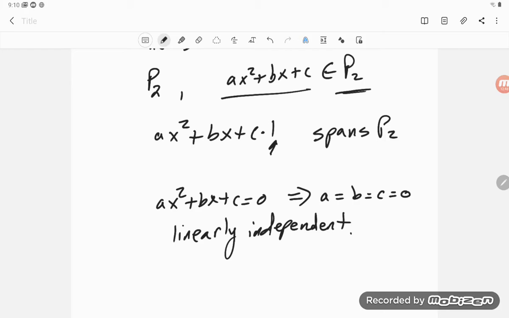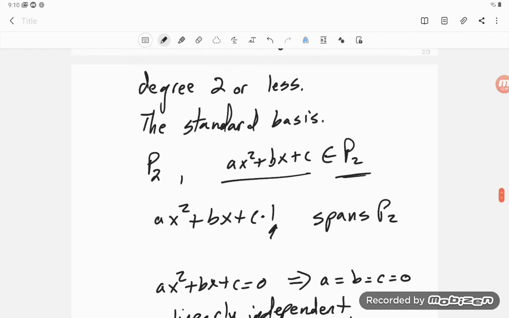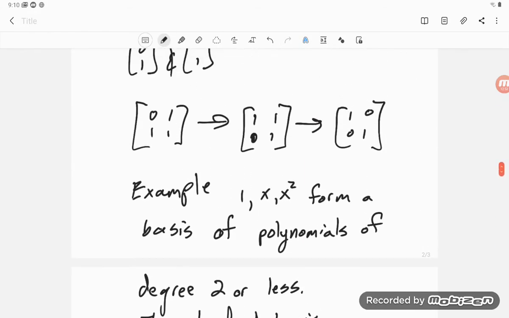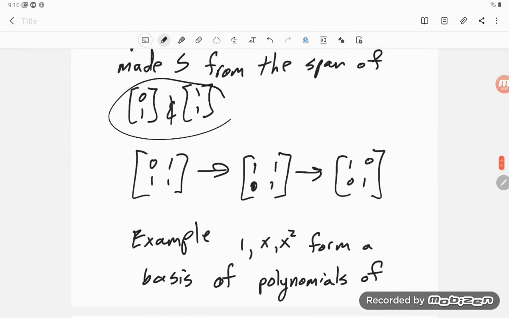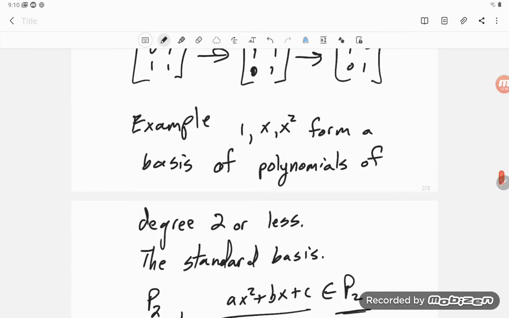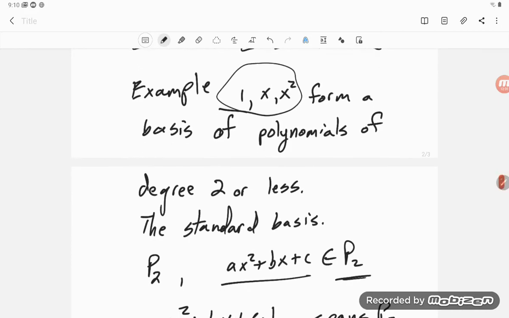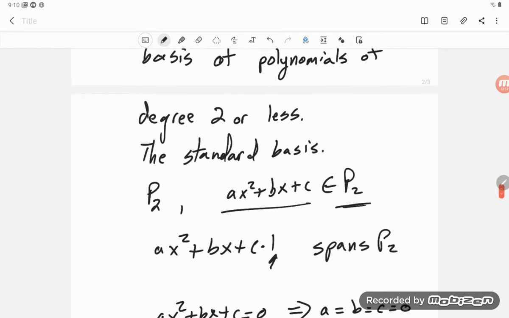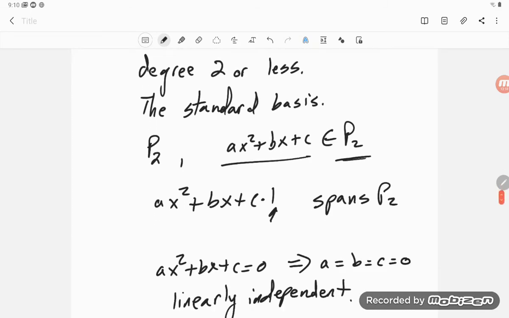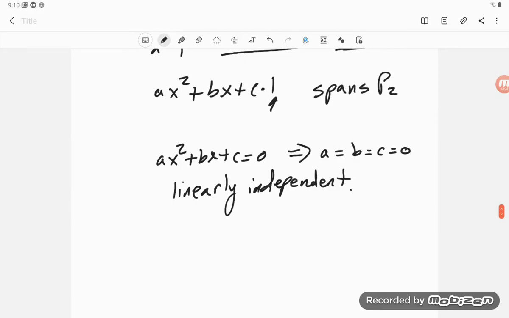So you see this idea of vector spaces and basis and span and so forth is much, much bigger than vectors like this. We can think of vectors as being functions, and so we had these functions, the constant function 1, the x function, and the x squared function, and they form a basis for these second degree polynomials or less, and it is the standard basis.